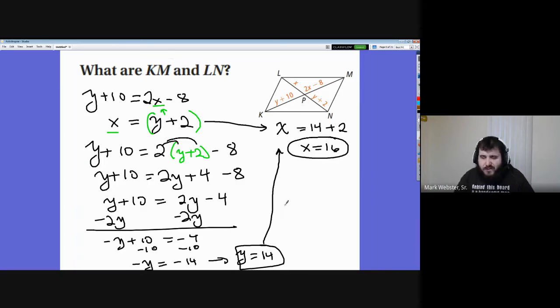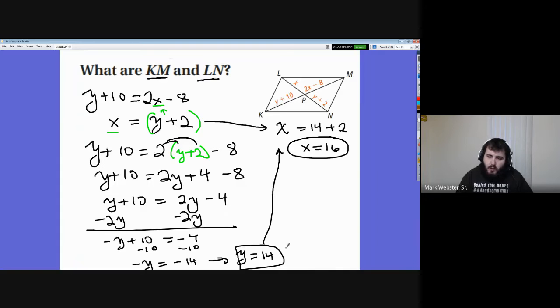So we found x and we found y. Now we have to actually find what KM and LN are. Well, KM is these two diagonals together. So let's figure out what each of these is.